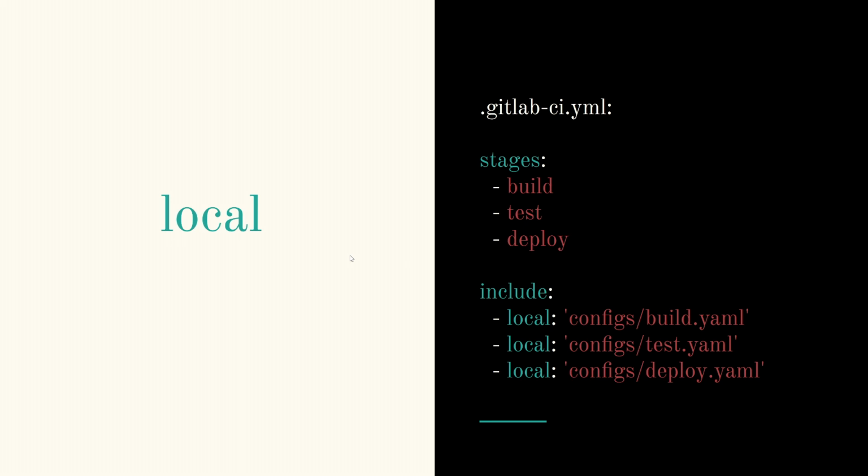With local, you can include a file from the local repository. It must be on the same branch, of course. So you can put the logic behind the jobs into separate files. Here's an example. You can keep each job in another file and then include them in the gitlab-ci YAML. Here we include our jobs from YAML files from the configs catalog.